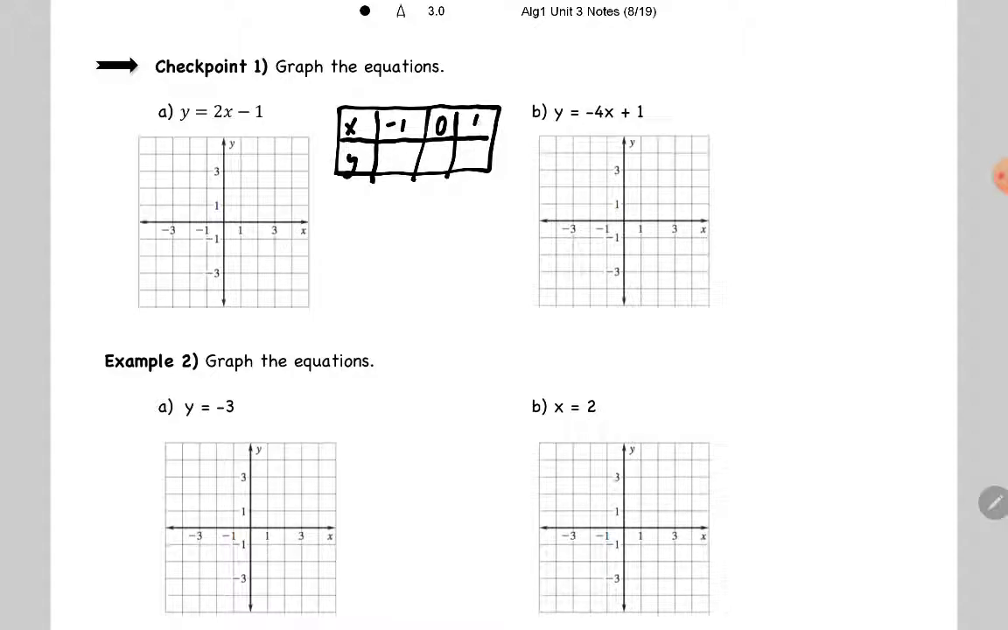-1, 0, and 1 usually work for your x values. So you plug these into your equation. So 2 times -1 minus 1 is -2 minus 1. So that's -3. If I plug in 0, I get 2 times 0 minus 1, which is 0 minus 1, which is -1. And then if I plug in 1, 2 times 1 is 2, minus 1 is 1.